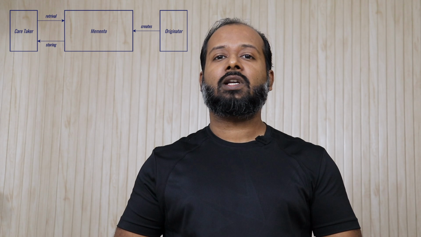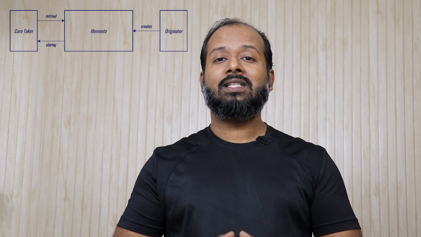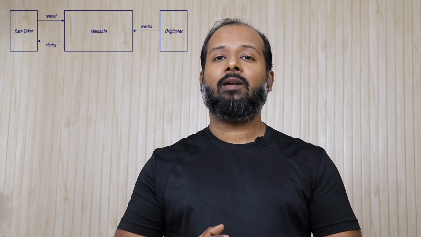If you look into the diagram, there are majorly three components of the Memento design pattern. Number one is originator, number two is caretaker, and number three is memento. The originator is the object whose state we want to save or maintain, and the caretaker is the object which takes the responsibility to save and retrieve the state of the originator object, and the memento is the snapshot of the state of the object that we want to handle or manage in our application.